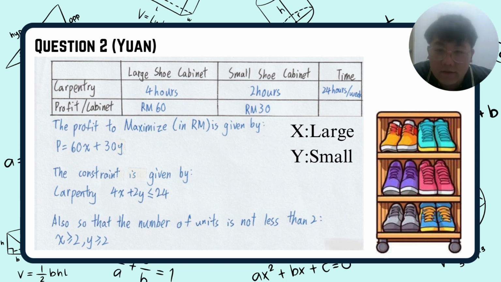And the constraint of carpentry is given by 4x plus 2y less than or equal to 24.